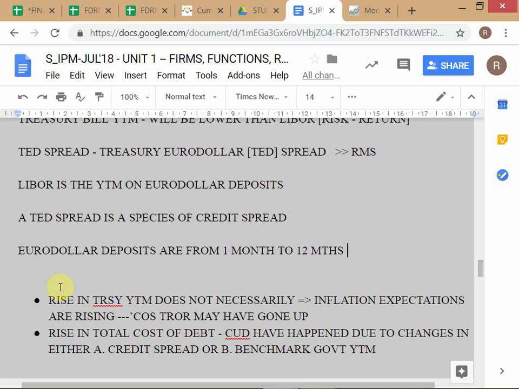Okay. Now, what if you need to know what is the equivalent cost of borrowing if I want to go further down the curve, if I want to go to longer maturities like 5 years, 10 years, etc.